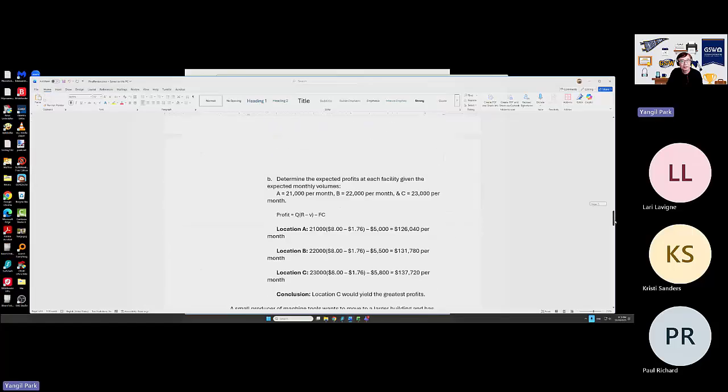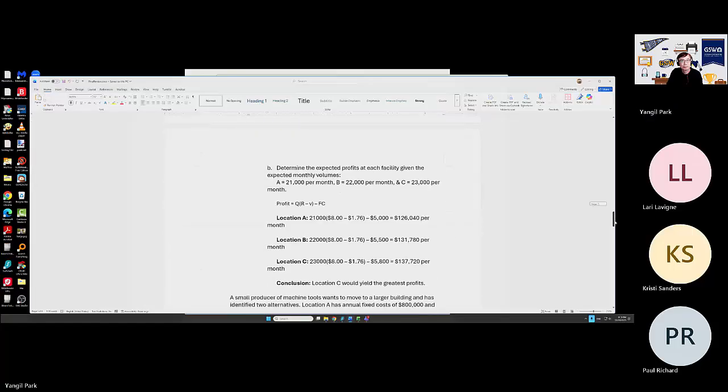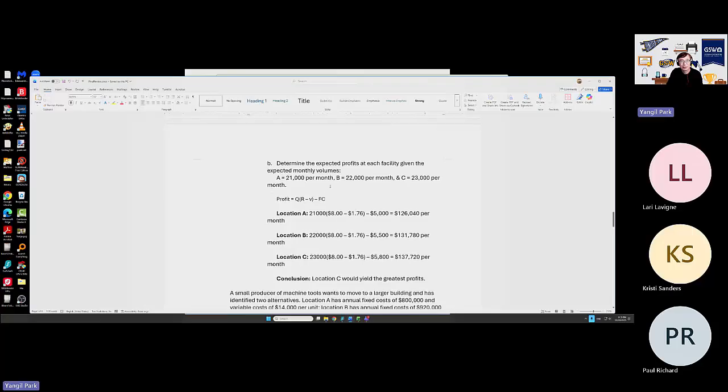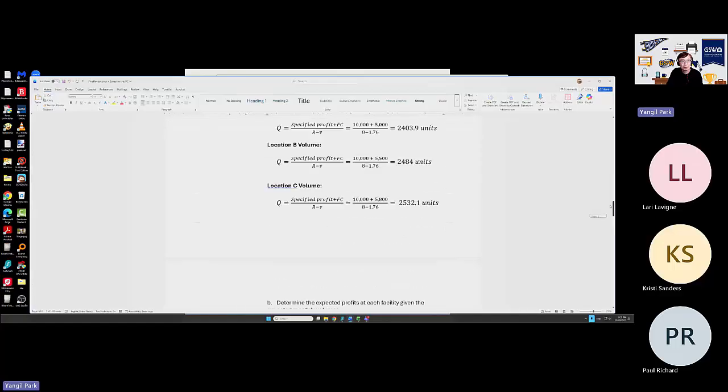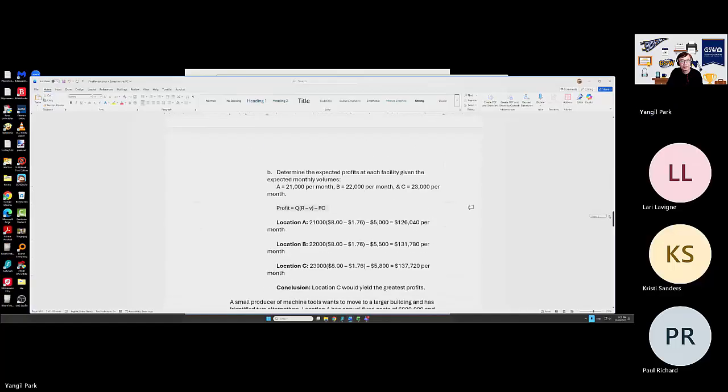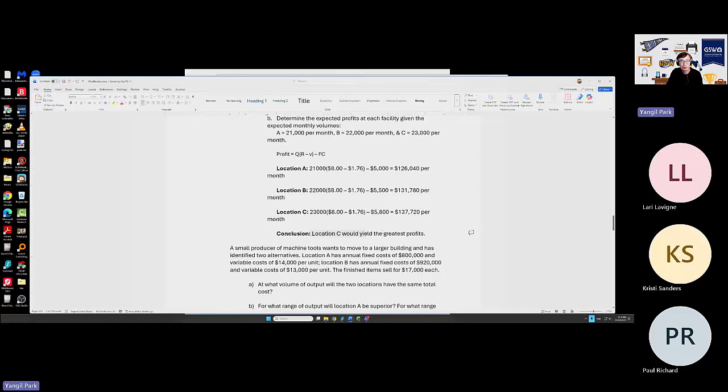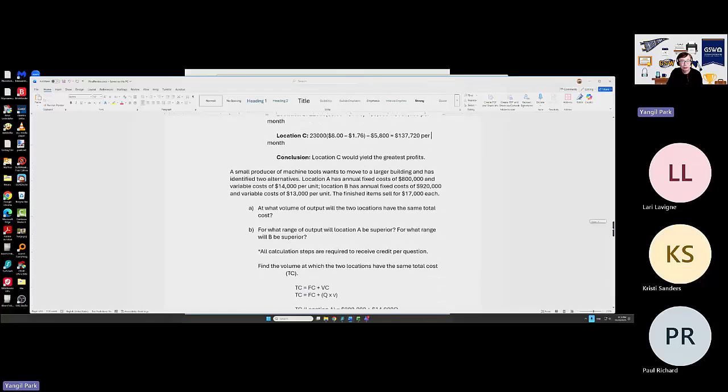Finding expected profit again using the same equation from the previous steps. Then calculate, and there you go, you're going to find the greatest profit. So that's another kind of use of those formulas.